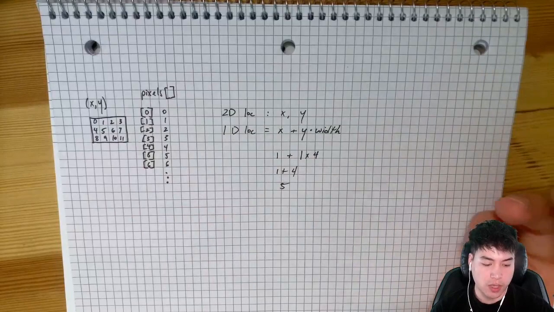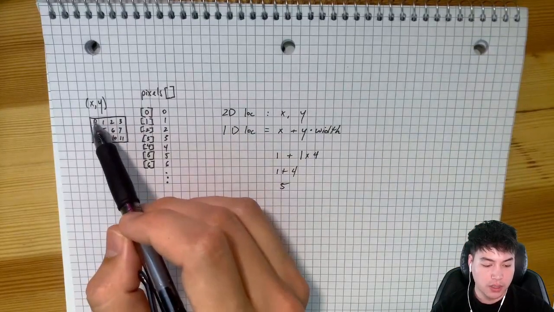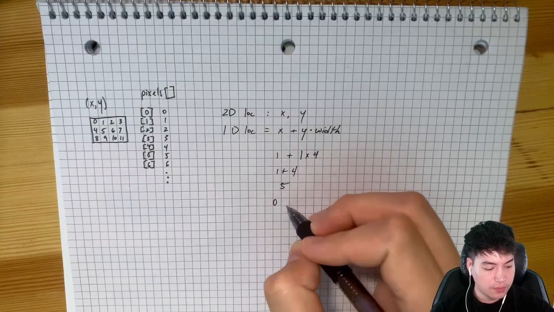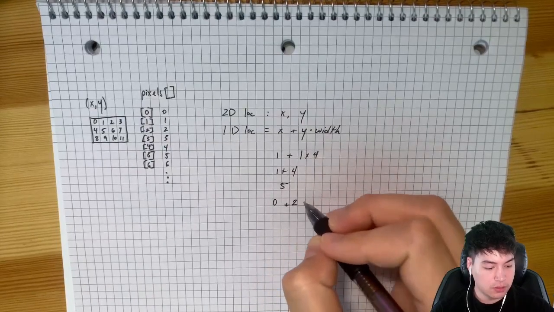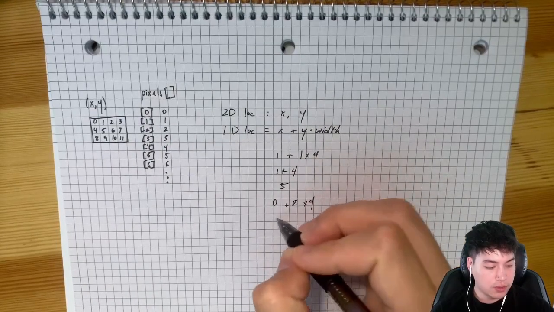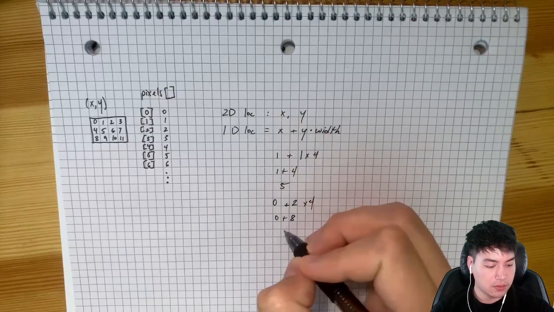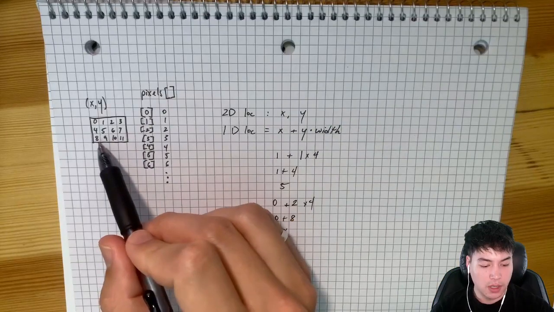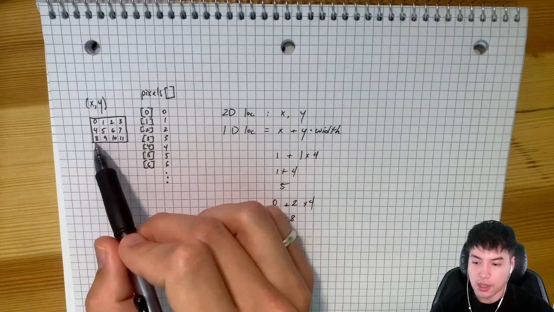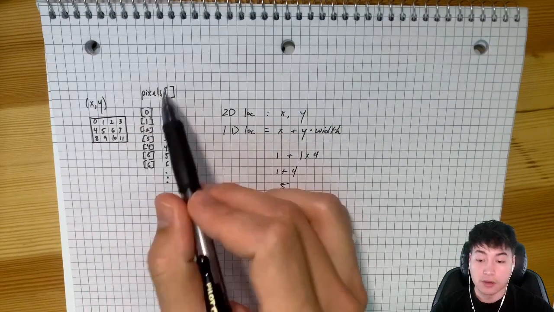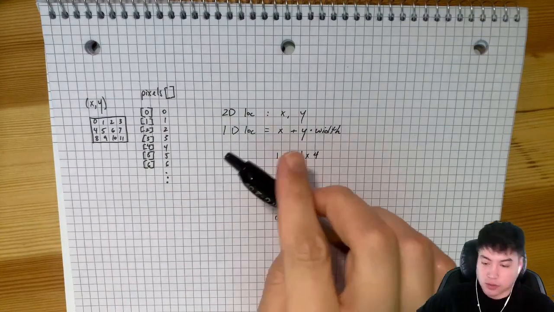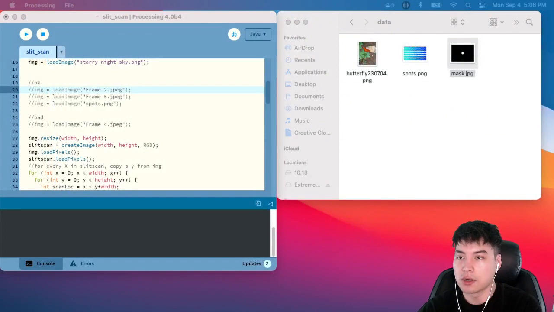Now let's try pixel number 8. X is 0, Y is 0, 1, 2, right? So I would say 0 plus 2 times 4, which is 0 plus 8, which is just 8, right? And so you can see this formula is going to give us, based on the X and Y coordinate, the pixel that we need from this pixels array. Okay, so let's go back to our code and see all the little details that we need in order to get this set up.